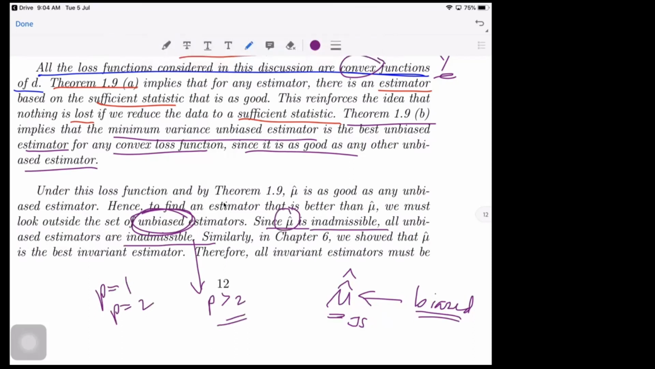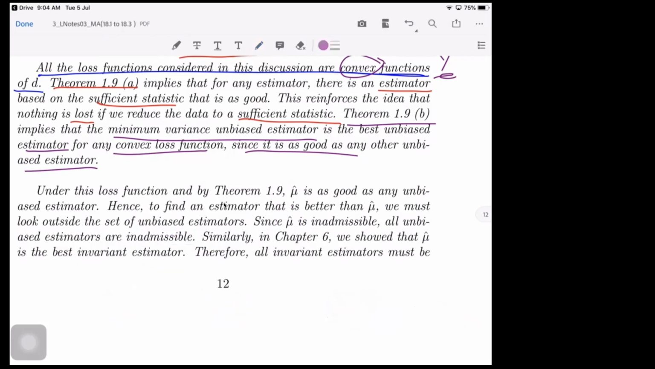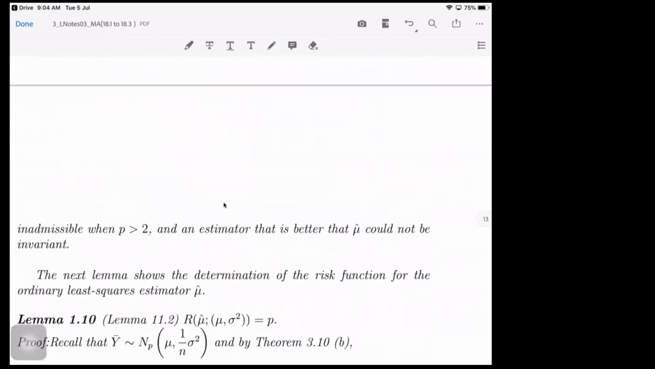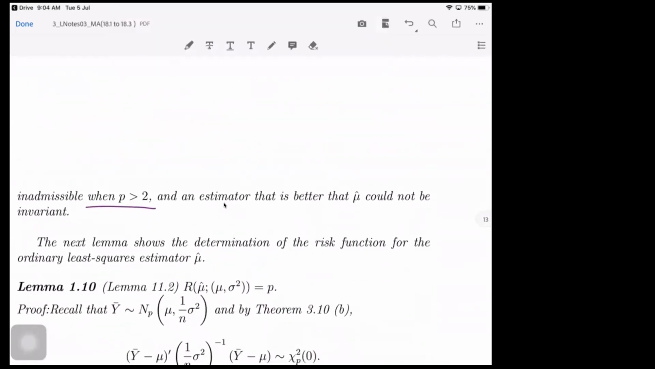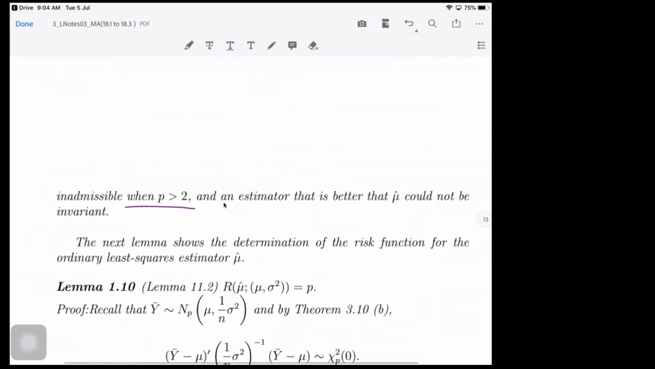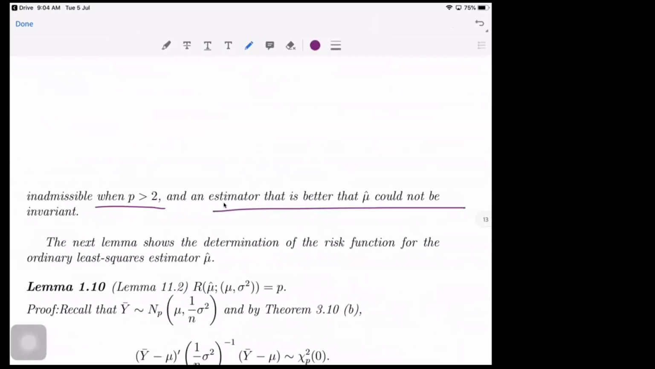So similarly, in chapter 6, we showed that mu hat is the best invariant estimator. Therefore, all invariant estimators must be inadmissible when p is greater than 2. We cannot look at that set of invariant estimators, because Y bar is already invariant, so any function of it will be invariant and inadmissible for p greater than 2. So an estimator that is better than mu hat could not be invariant.